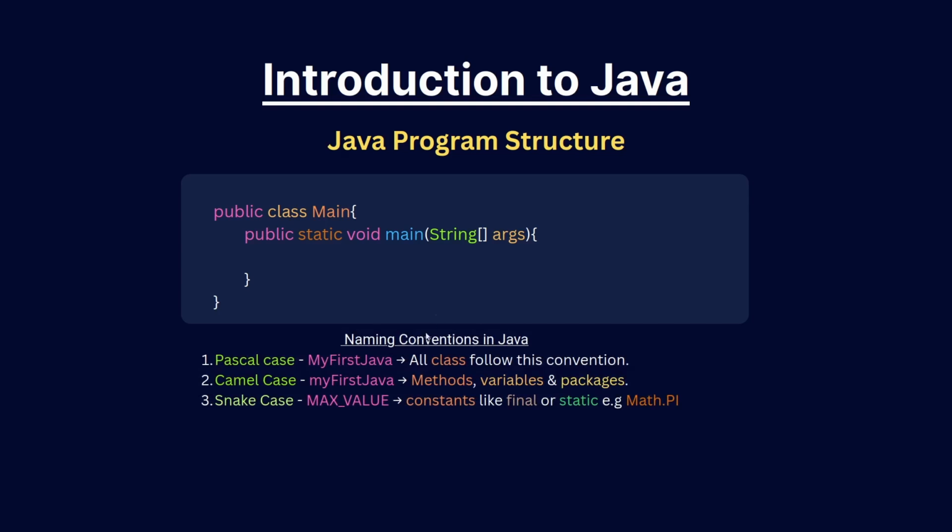Now let's see some naming conventions in Java. We have the Pascal case, which is used in naming classes. That means you start with a capital letter like this one. Then we have the camel case, which is widely used in many programming languages, where you start with a small letter for the first word, and then the following words you start with capital letters, and you can use it to name methods, variables, and packages. Then we have the snake case, which is not widely used. You can use it to name constants, like finals or static.